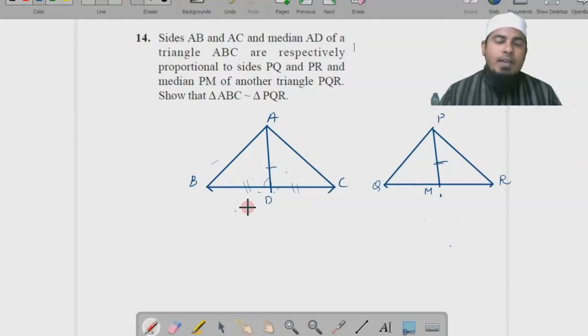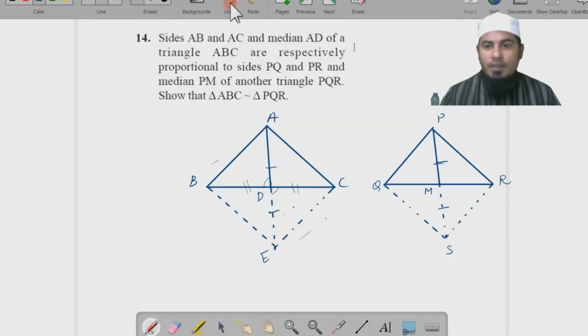So when this type of question is given, it is very crucial: two sides and the median going from the two sides. In order to do that, we have to do a little construction. So let us understand what type of construction we are doing. We are producing AD to E such that AD is equal to DE.